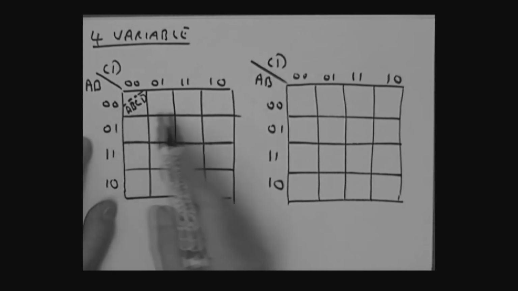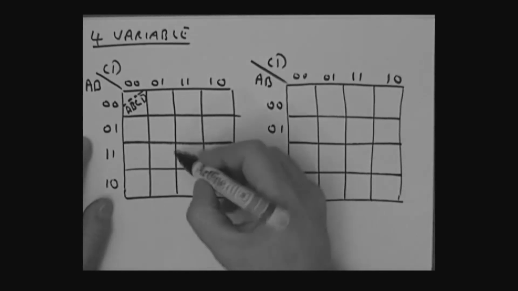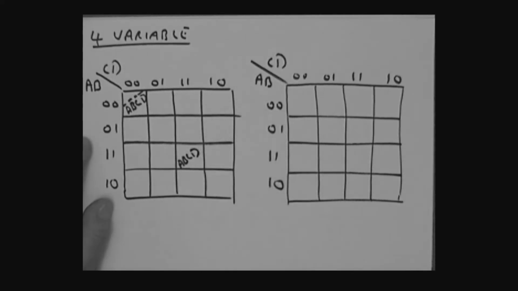You could go ahead and fill in each one of these squares. This square here would be what? A, B, C, D. That's that product term right there.